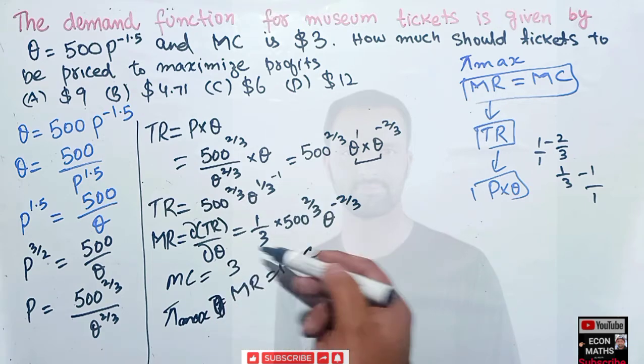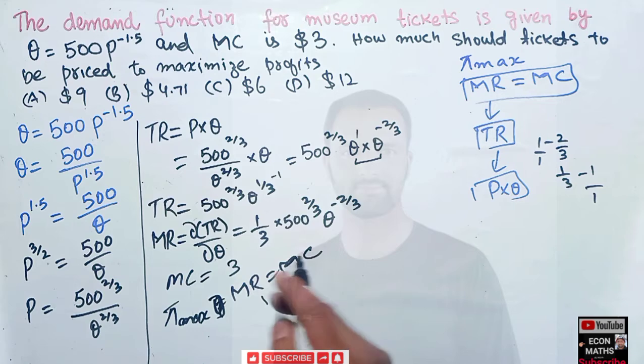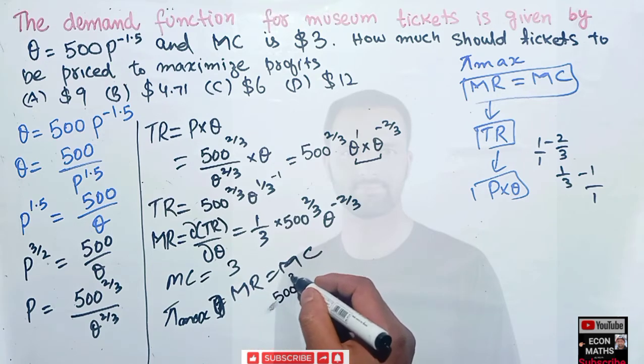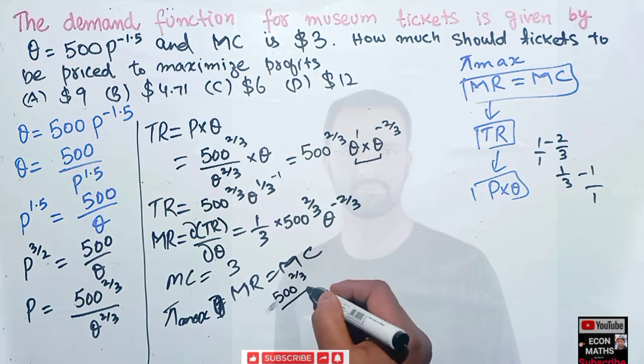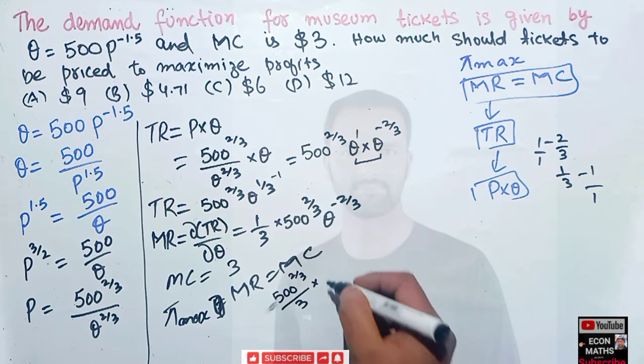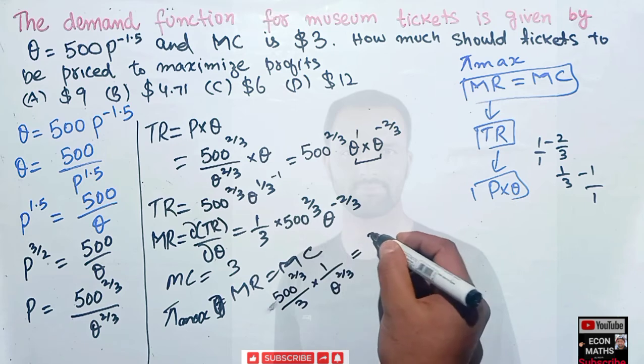Our marginal revenue is this very stuff. So this can be written like this: 1 upon 500 to the power 2 upon 3, divided by 3, transposing this to the denominator, it will become q to the power 2 upon 3, should be equal to the marginal cost, which is 3.